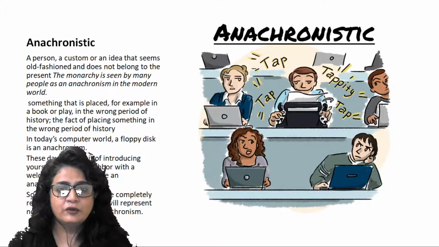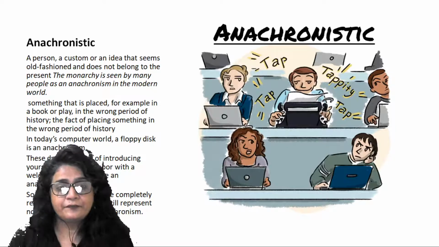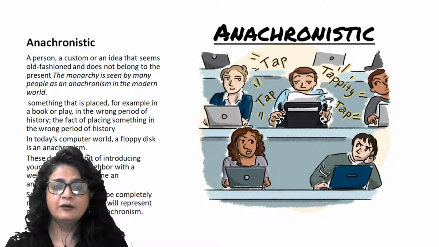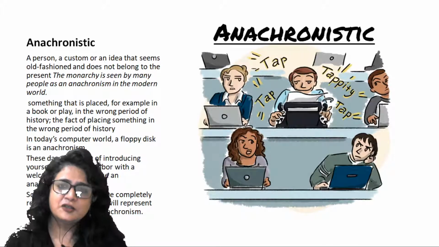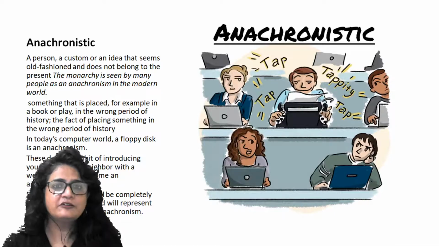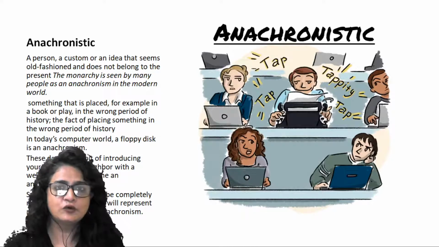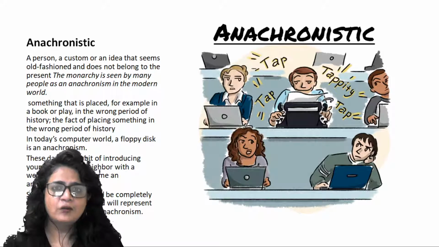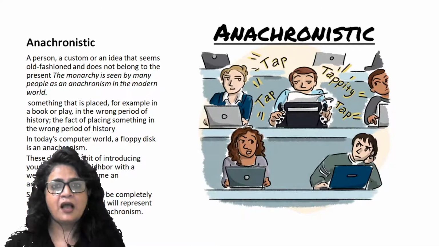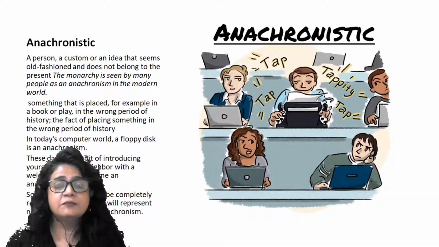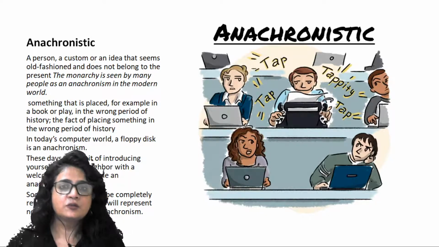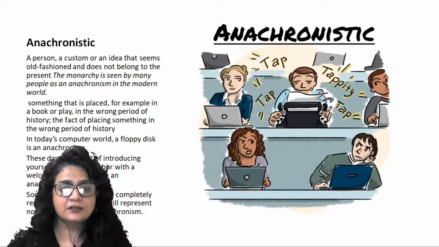In today's computer world, a floppy disk is an anachronism. These days, the habit of introducing yourself to a new neighbor with a welcome gift has become an anachronism, right? It used to be a custom followed by a lot of people in a traditional way. They would go to their neighbors, introduce themselves. They would always carry something as a mark of their welcome gift, right? But now, this custom is seen as an anachronism, because people would like to enjoy their privacy, their space.